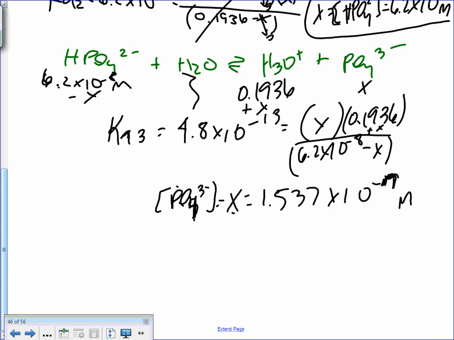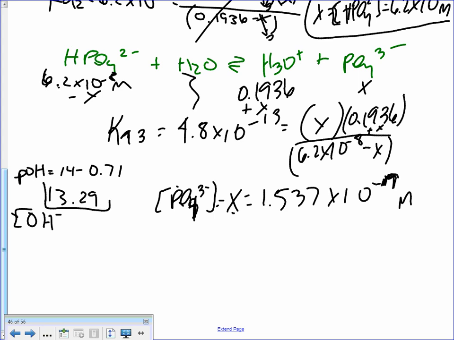How would you do that? Okay, actually we can do it that way too. So pOH is 14 minus the 0.71 pH that we previously found, so it's about 13.29, and then we can find the OH concentration by doing 10 to the negative 13.29, and that gives us a great number similar to that. Okay, so that would be our last ion concentration.